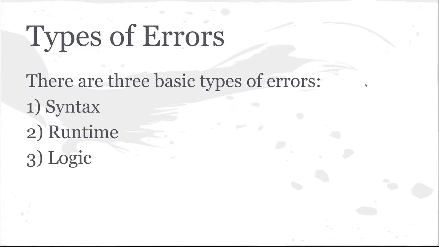First off, we need to look at the types of errors that you're going to encounter. There are three basic types of errors in coding. The first is called syntax errors. The second is called runtime errors. And the third are logic errors. Let's look at the first of these.